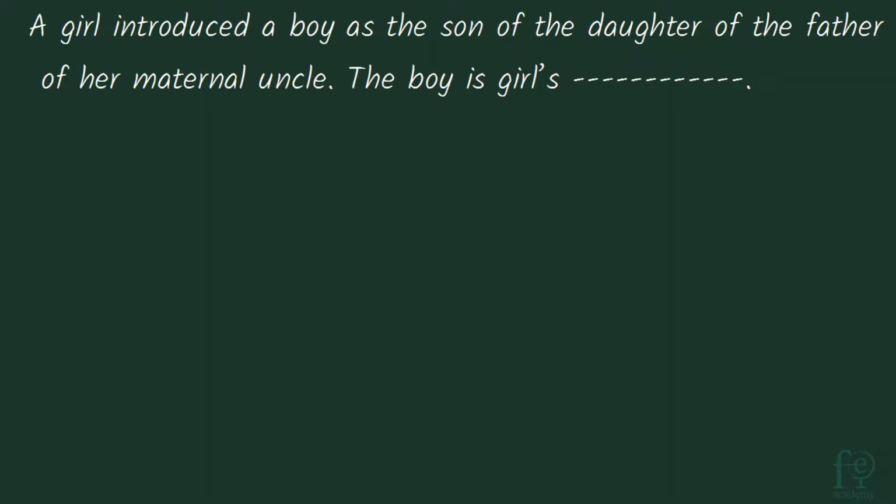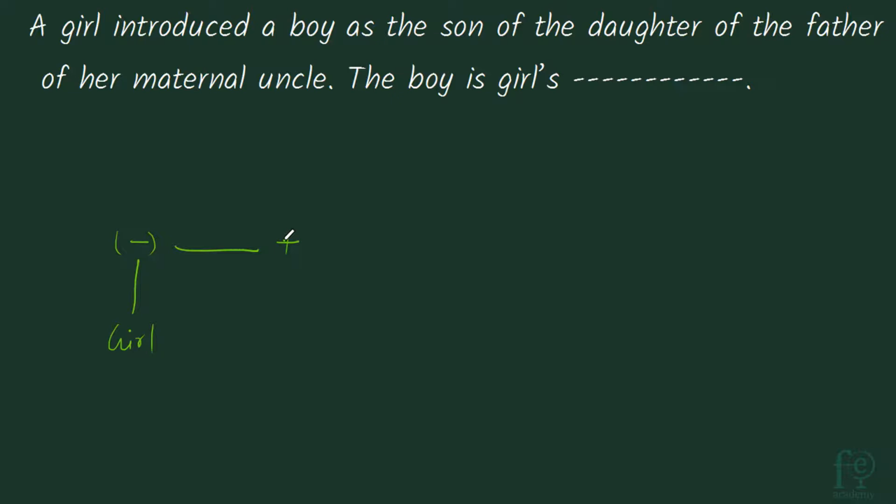Next question. A girl introduced a boy as the son of the daughter of the father of her maternal uncle. The boy is the girl's dash. So her maternal uncle. There is a girl. So the girl is having a mother. Mother is represented by a horizontal relationship. So mother, then uncle. Uncle is mother's brother. That you have to be very clear. Maternal uncle means mother's brother.